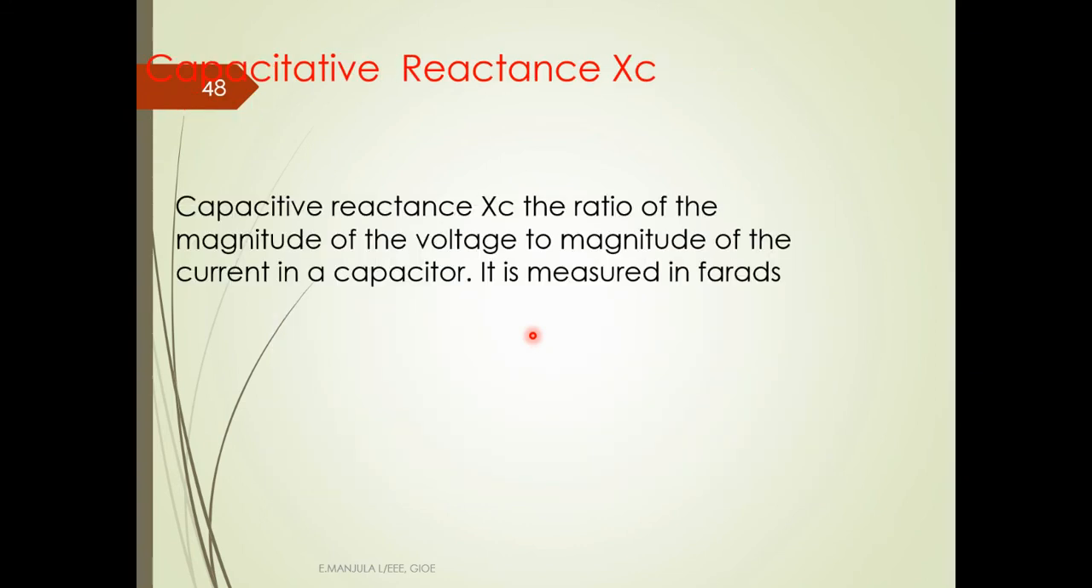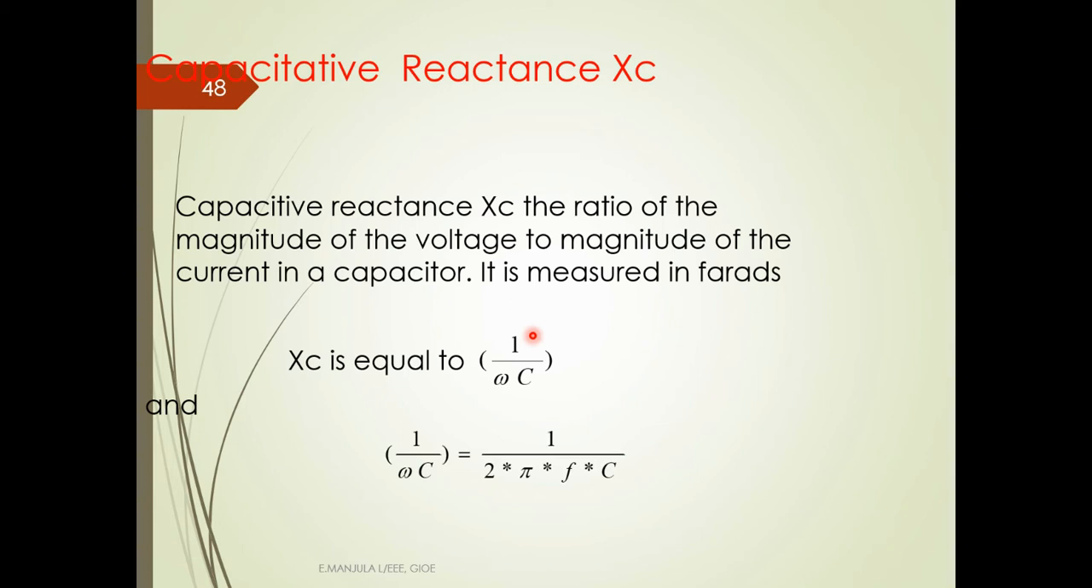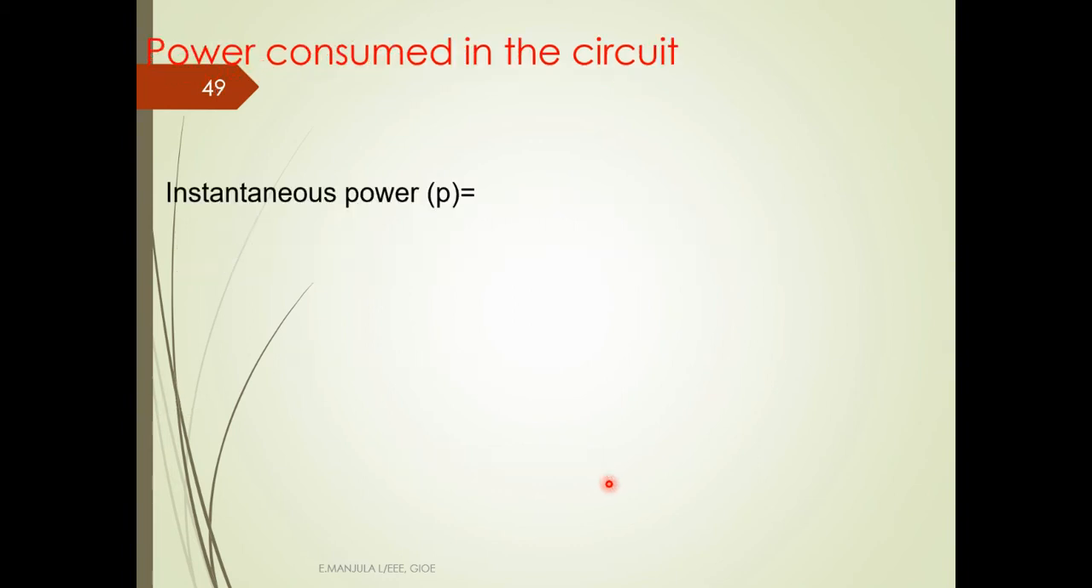The capacitive reactance XC is the ratio of the amplitude or magnitude of the voltage to the magnitude of the current in a capacitor. It is measured in ohms, and XC is equal to 1 by omega C, and 1 by omega C is equal to 1 by 2 pi f C.